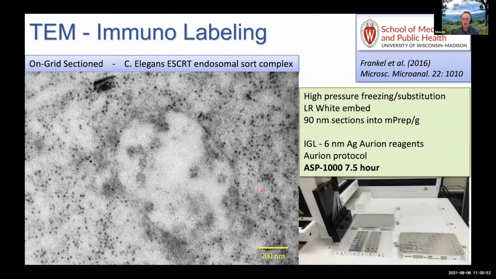So this study, which was the first ASP automated immunogold labeling work, used C. elegans specimens that were first high pressure frozen, freeze substituted, and then embedded in an LR White acrylic embedment prior to sectioning. The sections were then placed on grids, inserted into grid capsules, which were then placed in the on the ASP head. Reagents were arrayed here on the tray and processed using Orion reagents and the Orion protocol in 7.5 hours. So there was no attempt to speed up the labeling in this particular study.